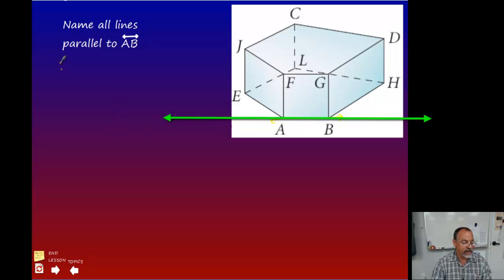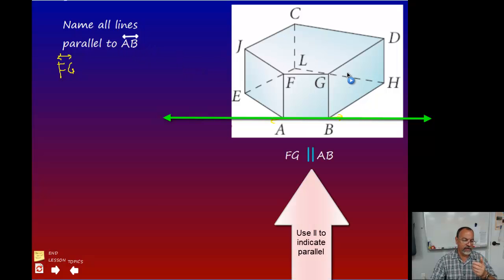So I could use line FG as one line that's parallel to AB. And remember, name all lines, so I use two letters in the line symbol. Now, are there any other lines that are parallel? Well, one way to look at this is to look for a plane that's parallel to this, because then I could probably draw another plane through and make those lines parallel. There aren't any other lines that are going to be parallel to this, so that ends up being my only answer. FG is the only line that is parallel to AB. So FG is parallel to AB.